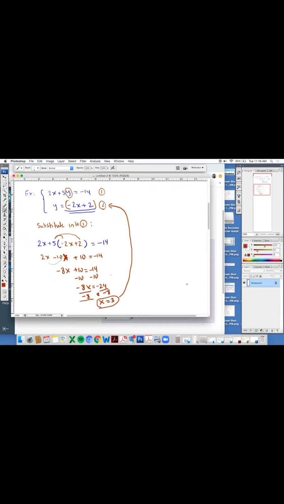I chose to plug it into the second equation just because it's already solved for y. Like y equals negative 2 times 3 plus 2, negative 6 plus 2, y equals negative 4. So your solution is 3 and negative 4. That's the answer that I'm looking for. All right, questions on that one?